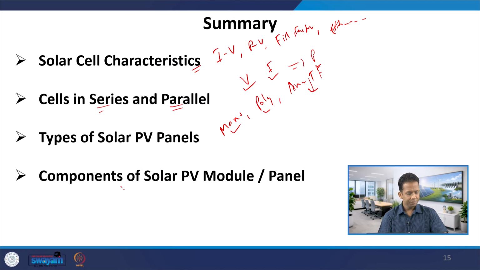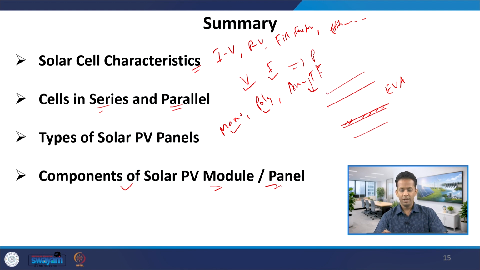And finally, we looked at components of a single solar PV module or panel, where stringed solar cells are often encapsulated by EVA sheets. Then you have a tempered glass. Then we have front sheet and back sheet, and it's embedded in an aluminum frame. And then there is a junction box which has all the connectors. If you zoom in, you have things like fingers, bus bar, connectors, cross connectors. Okay, so those are the components of a solar PV module.